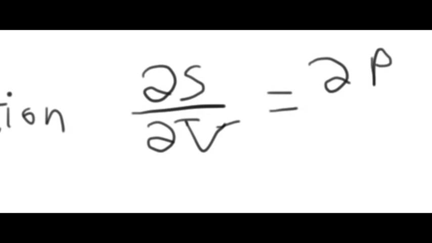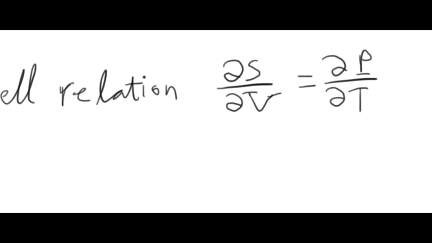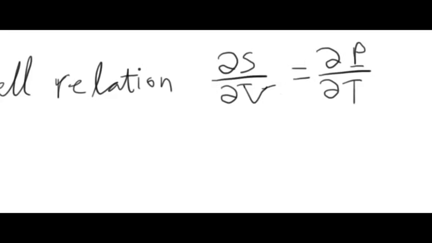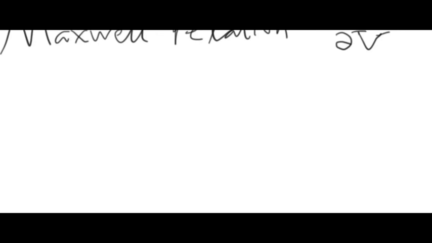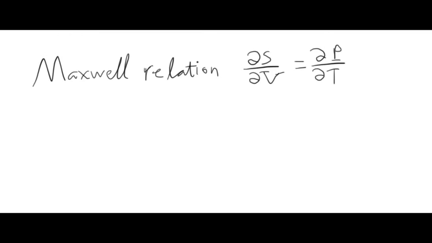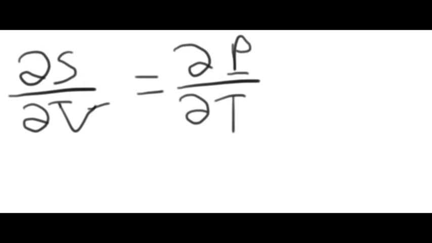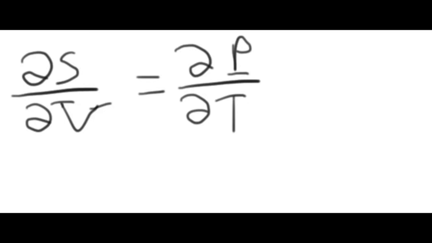Okay, so what I have is T dS equals T dV. However, because of this relationship, I'm going to go ahead and write dP/dT. And that's what, if you look at the initial form of the Clausius-Clapeyron equation, dP/dT. Okay.